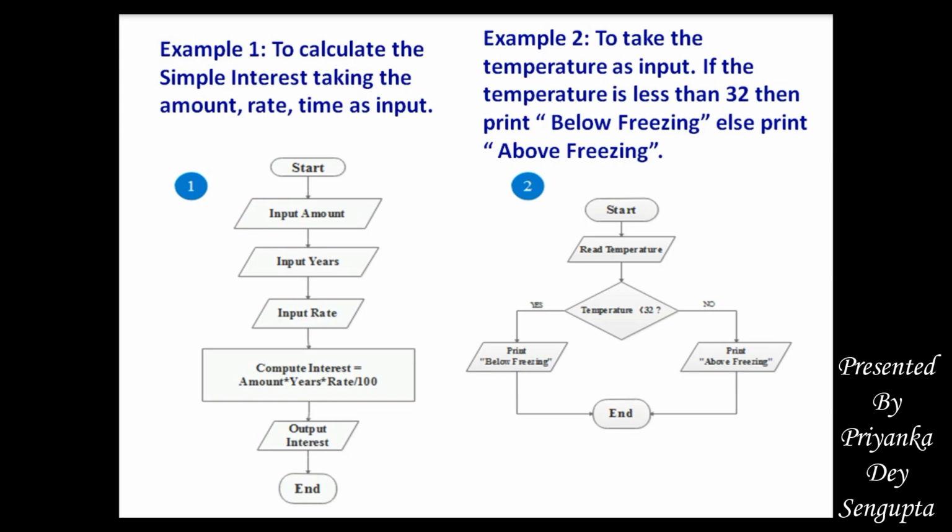See the first one. Here we are calculating a simple interest taking the rate, amount and time as input. So first we have a start button. It is oval. Next we are inputting the amount. It is a parallelogram for inputting. Again we are inputting years with a parallelogram and inputting rate also with a parallelogram. Now we are computing the interest. We are processing, we are calculating. So it is a rectangle. Interest is equal to amount into years into rate divided by 100. Now output interest, we are printing the interest, so it is again a parallelogram for printing the output.